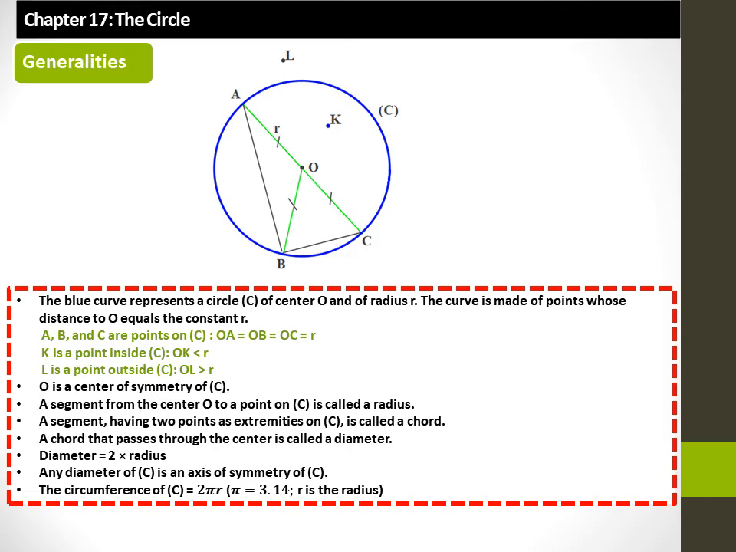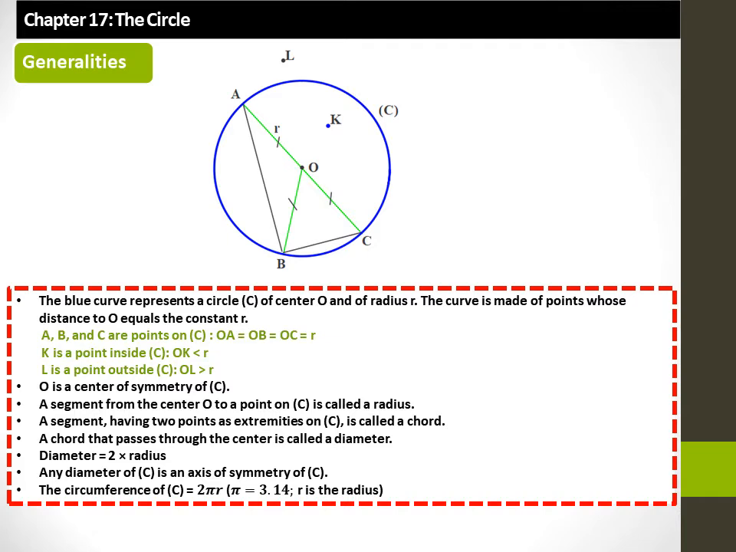The blue curve represents a circle C of center O and of radius R. The curve is made of points whose distance to O equals the constant R. A, B, and C are points on C. OA equals OB equals OC equals R.